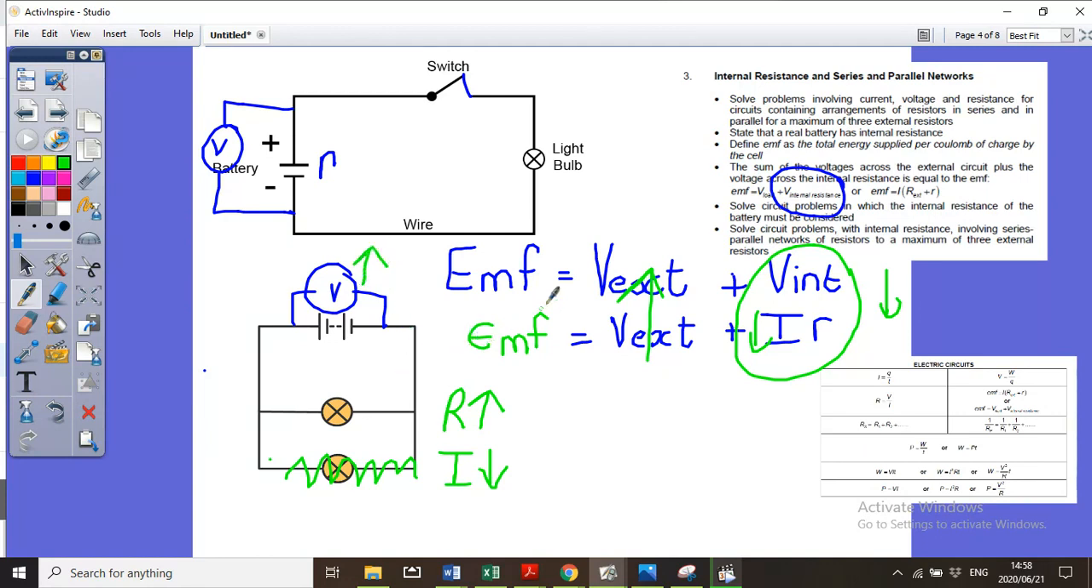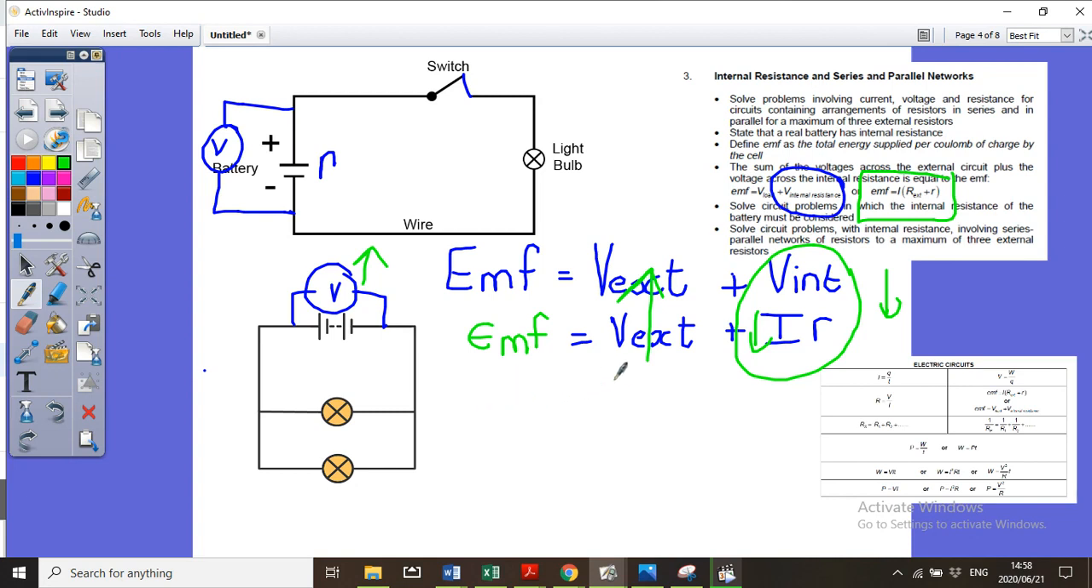Please remember that this is only for when there is internal resistance. Otherwise, the EMF and the external voltage will be the same. The second equation here is basically just the mathematical simplification of this one. So please understand it rather than just rote learning that equation, because it's often used wrong by people that don't understand what's going on in the electric circuit.